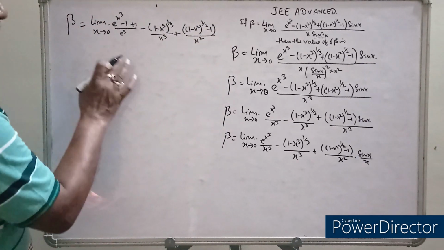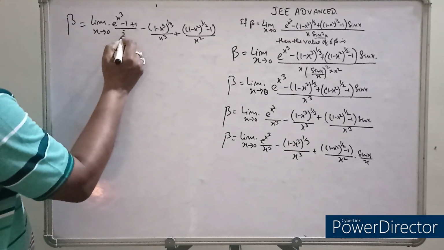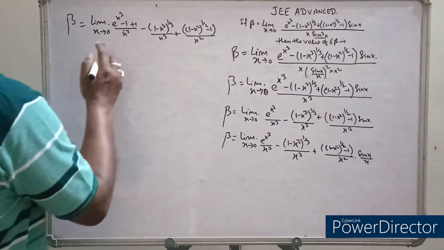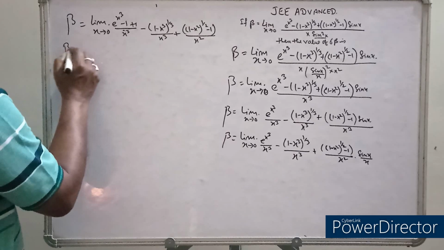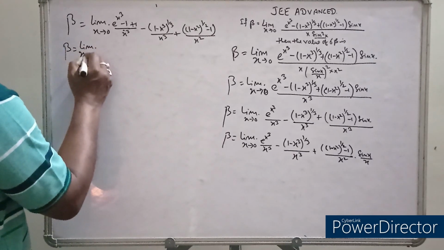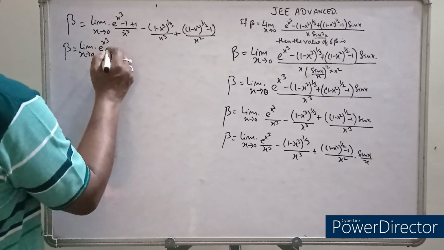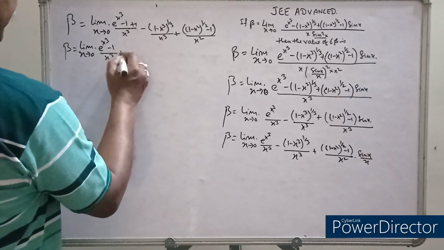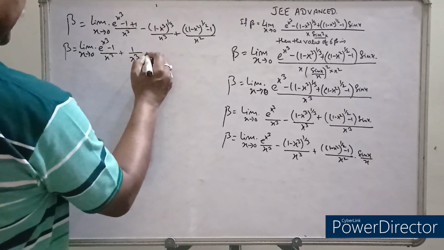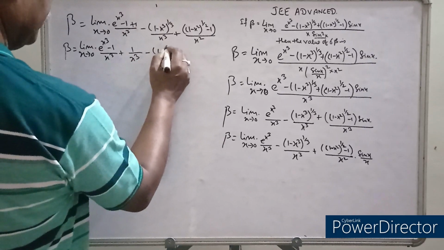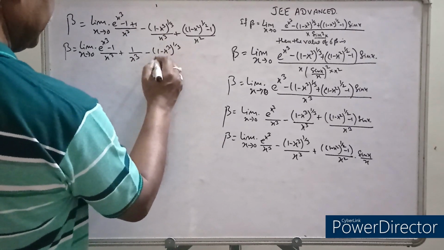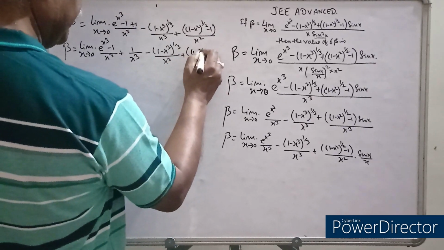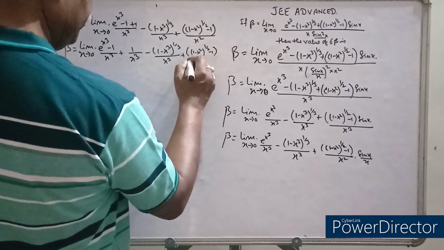Sorry, this is x cube. So here again you see, I am going to separate this. So beta is equal to limit x tends to 0, e to the power of x cube minus 1 by x cube, and again plus 1 by x cube, and then here this is 1 minus x cube to the power 1 by 3, and then the x cube, and plus 1 minus x square to the whole power 1 by 2 minus 1 by x square.